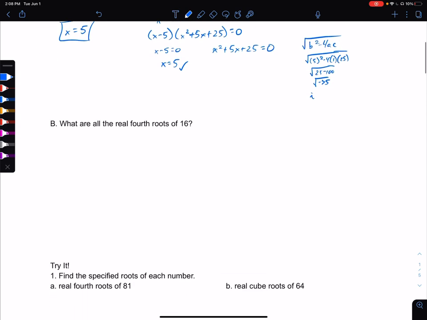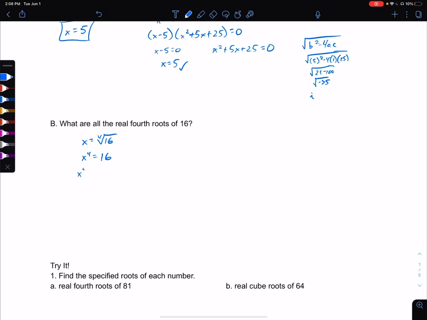Looking at part B, what are all the real fourth roots of 16? Well, we're looking for the same thing. So what number is the fourth root of 16? I can rewrite that as x to the fourth power is equal to 16. Maybe you can figure this out in your head. You can try 2 times 2 times 2 times 2 or 3 times 3. But let's do the actual mathematical process behind it.